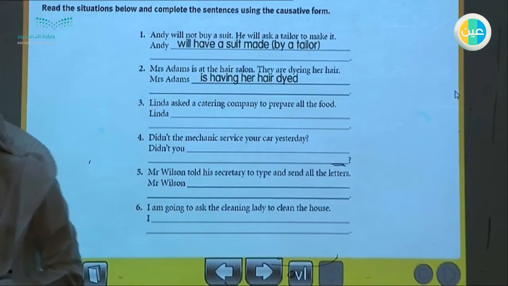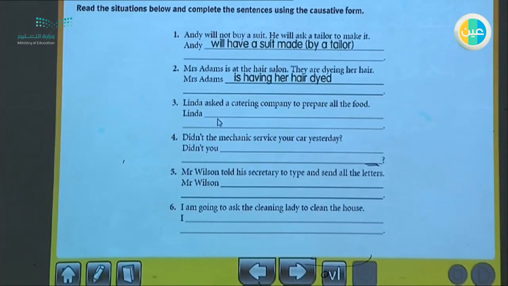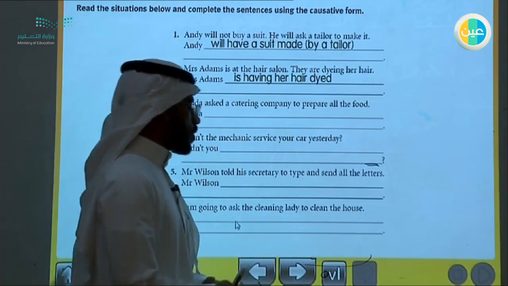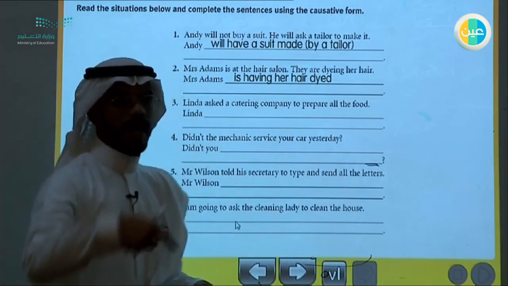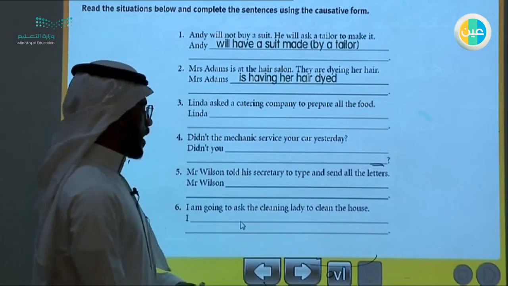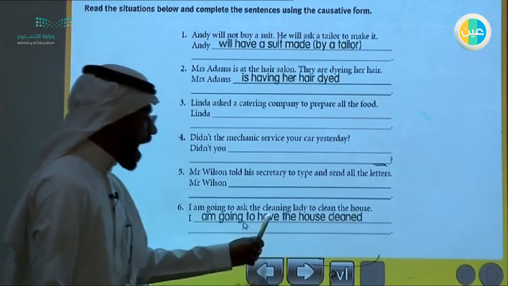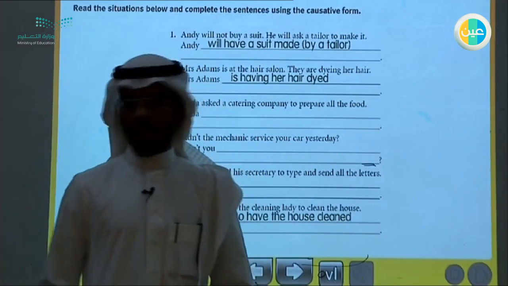Okay. Now let's take the last one, number 6. I am going to ask the cleaning lady to clean the house. I'm going. This is another kind of future. I'm going to ask the cleaning lady. The sentence will be, I'm going to have the house cleaned.